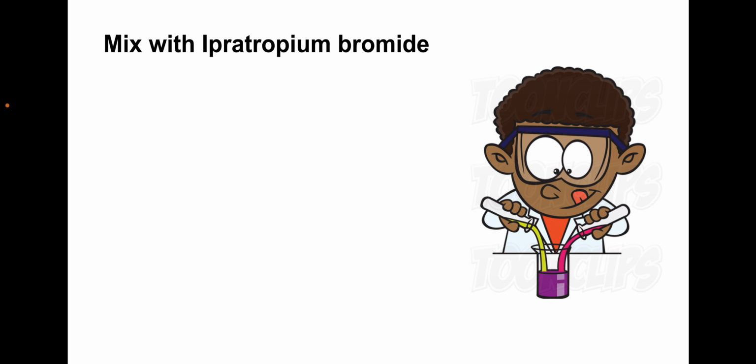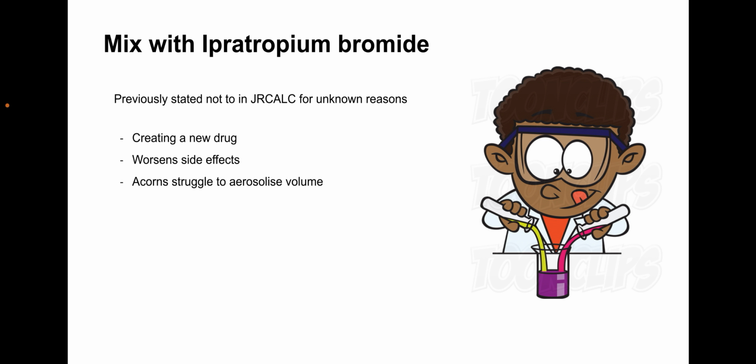Now, back when I was trained, at the start of the 2010s, there was a note in the JRCALC saying that we weren't to be mixing salbutamol with ipratropium bromide. There was no reasoning given in JRCALC as to why this should be the case. However, a few reasons that were suggested seemed to be that we were potentially creating a new drug, maybe worsening side effects, or the nebulisers that we're nebulising in were struggling to aerosolize that volume. We never did get an answer as to why this is the case, but that has now been removed from JRCALC and does seem to be a common practice in multiple trusts to mix the two together.